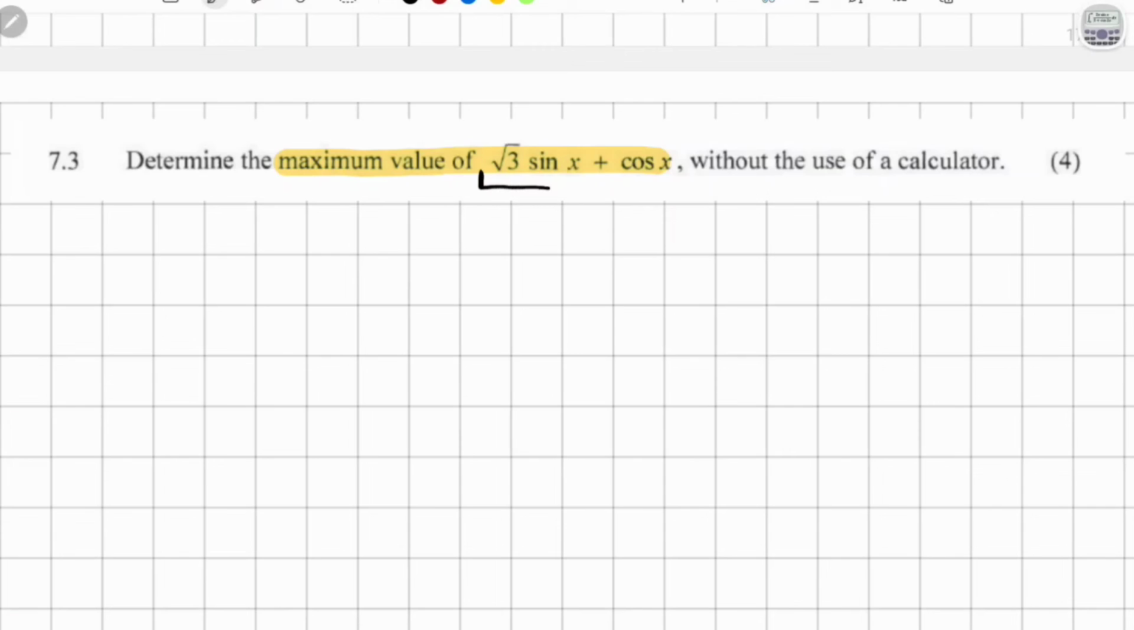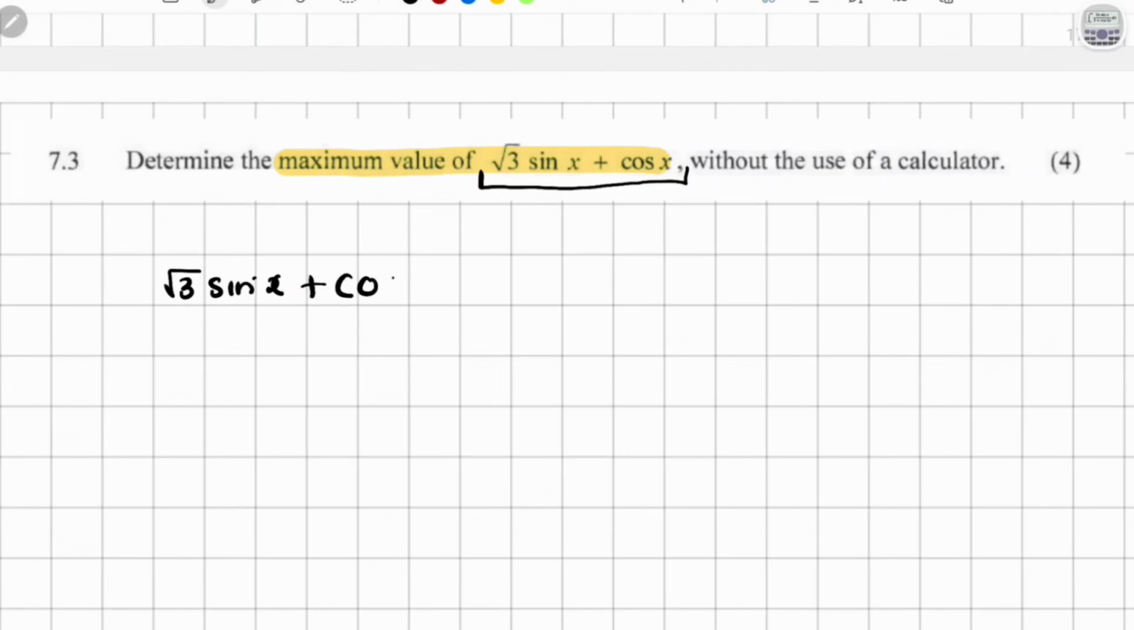They said square root of 3 sine of x plus cos of x. Now you cannot just say, oh, but the maximum here is square root of 3 and the maximum here is 1, so let me just add them together. No, they are one expression. You have to actually simplify to a single trig ratio, then find the maximum value of that trig ratio. So how can we simplify this?